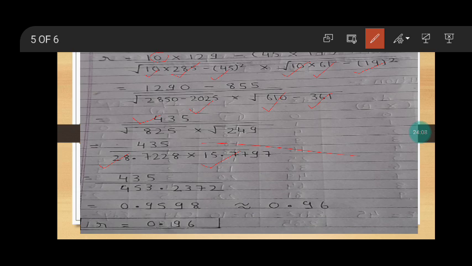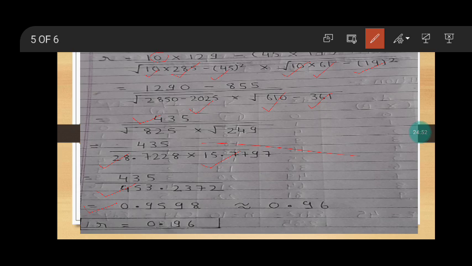The next step, we have to take the multiplication of both the numbers. So 435 divided by, when we multiply these numbers, that is 28.7228 into 15.7797, we are going to get 453.2372. So what's going to be the values in next step? Values in next step would be 435 divided by 453.2372. And when you solve this, you are going to get the value of correlation, value of R. So value of R would be 0.9598.